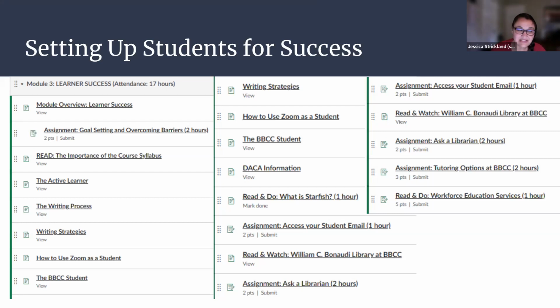Writing strategies, because again, they don't have this knowledge. How to use Zoom, right? I'm reminding myself that three years ago, most of us didn't know what Zoom was. So now we're making sure the students know how to use Zoom. And information about DACA and the CARES Act.